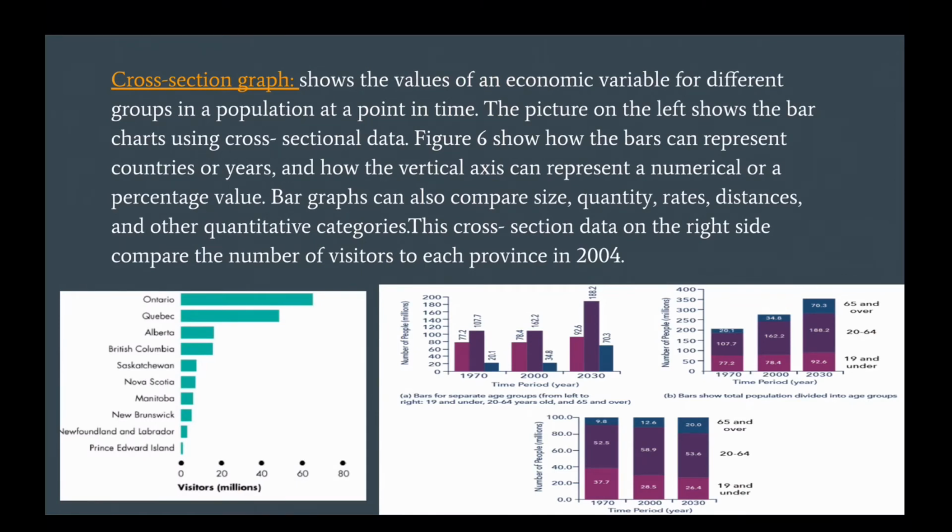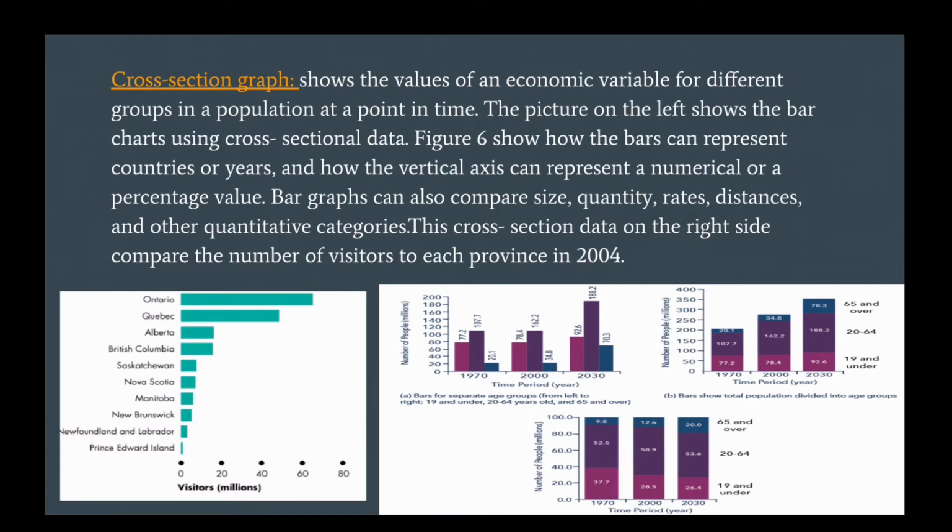The third important graph that is very widely used in economics is the cross-section graph, which is displayed with the help of bar graphs. It shows the values of an economic variable for different groups in a population at a point in time. Whenever categories are used, bar graphs come to help. The picture on the left shows the bar charts using cross-sectional data.